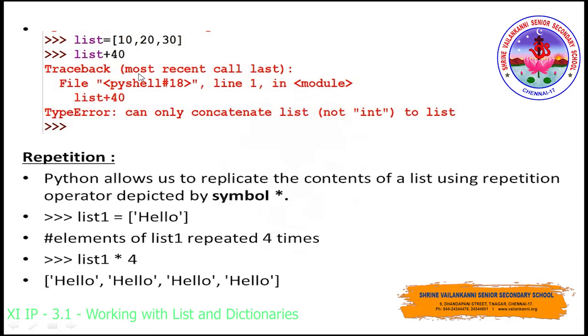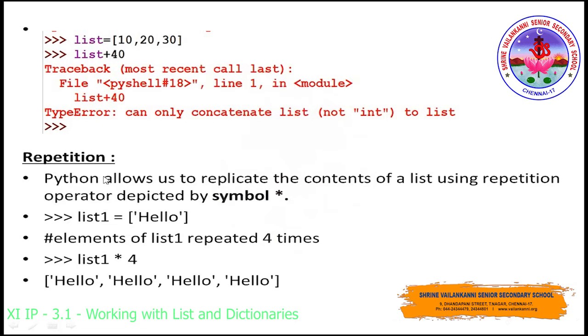And even in this example, if you see here, they are trying to concatenate the integer number 40 to the list data type. It is not possible because it is of list type and it is of integer type. So both are different data types where you cannot concatenate. So it will immediately display an error like can only concatenate list and not int to the list. So this is how this concatenation operation takes place in the list.